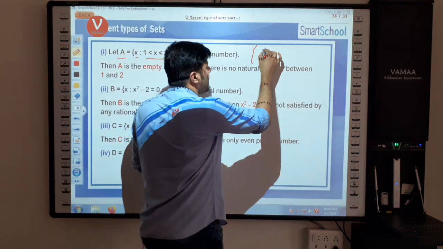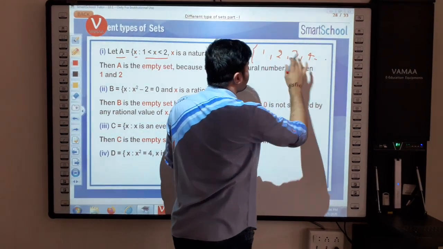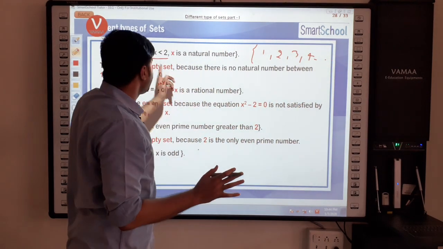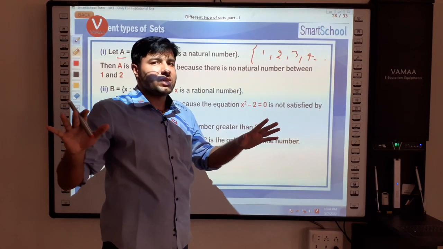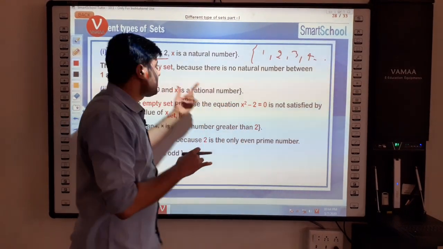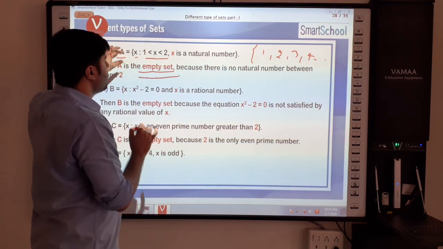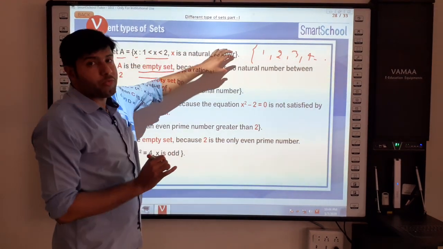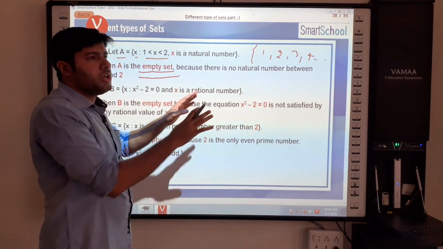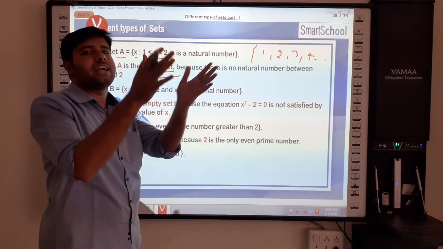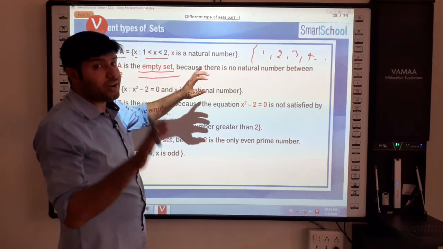The natural numbers are like 1, 2, 3, 4. So between 1 and 2, there is no natural number found, which means in this definition we will not get any element inside the set. So this set will be defined as an empty set, okay? This is represented in set builder form. According to the definition, we are not finding any element, which means it will be defined as an empty set or null set.